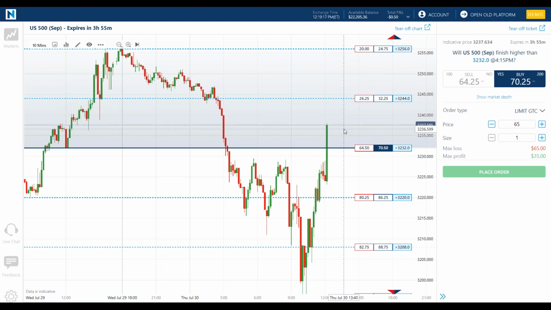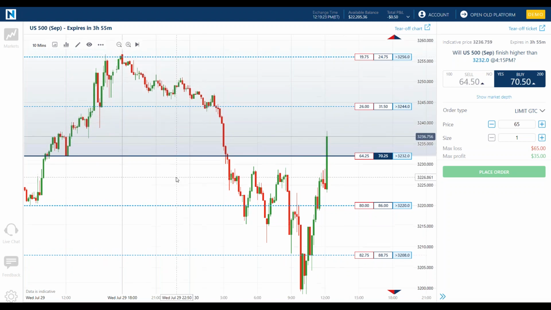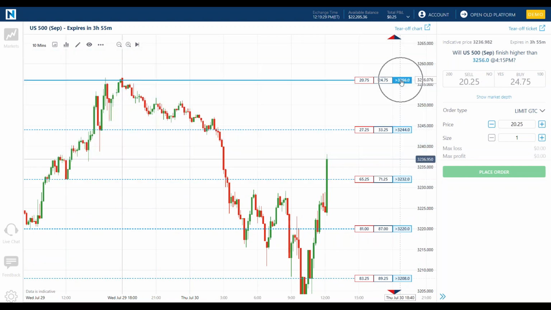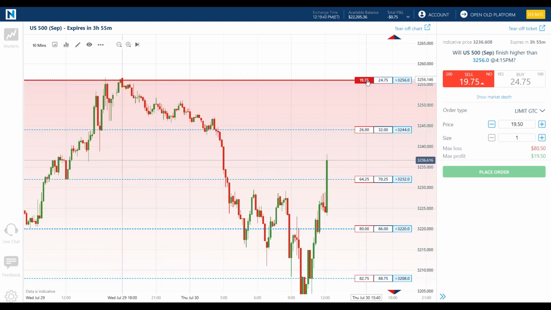Now, let's just go the other way. Let me give you an example. Let's pick this 3256. It's way up here. Now, let's say that I'm thinking it'll definitely stay above 3232, but I think there's no way it's going to settle above 3256. So here I might think no. If I click no, I would need it to settle below. I need it to finish below. And let's put in a nice even number, 22. That's right between the market. If I were to sell one of these at 22, let's go ahead and place that order.